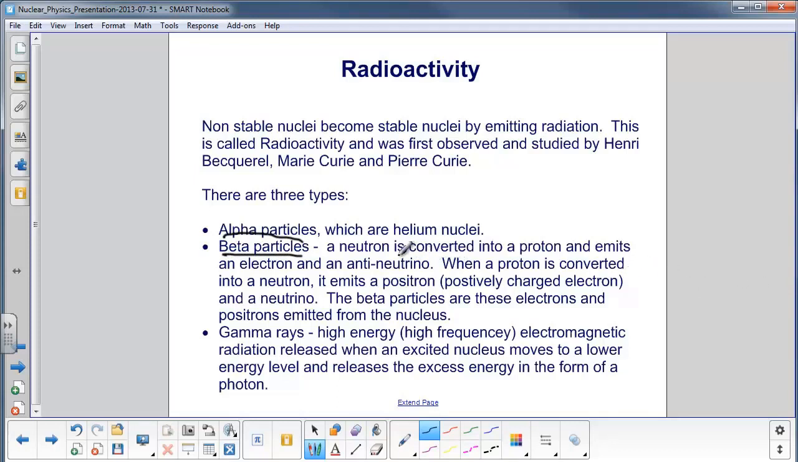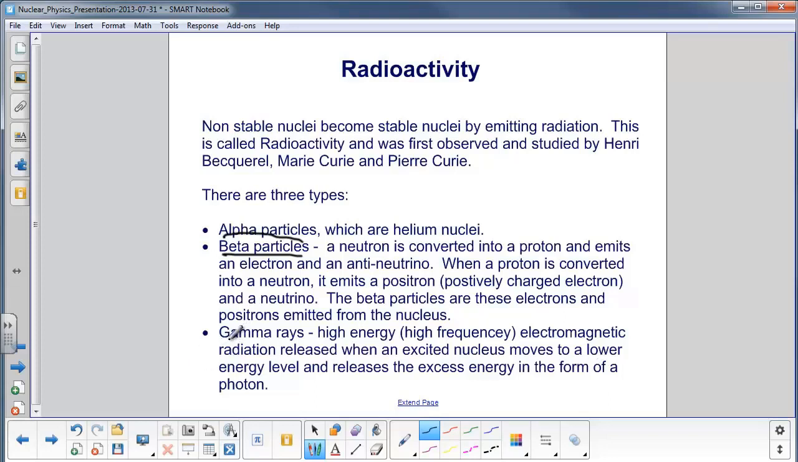There are 2 types. You can have a neutron converting into a proton, which will then emit an electron and an antineutrino. And again, the neutrinos are for college level, but at least this way you've heard the words. When a proton is converted into a neutron, it emits a positron, which is basically an anti-electron, or a positively charged electron, and a neutrino. These beta particles are the electrons that have been emitted, and positrons. So when you hear beta decay, it's either a positron or an electron coming out of the nucleus. It is not one of the electrons that are circling the nucleus. It's coming out of the nucleus.